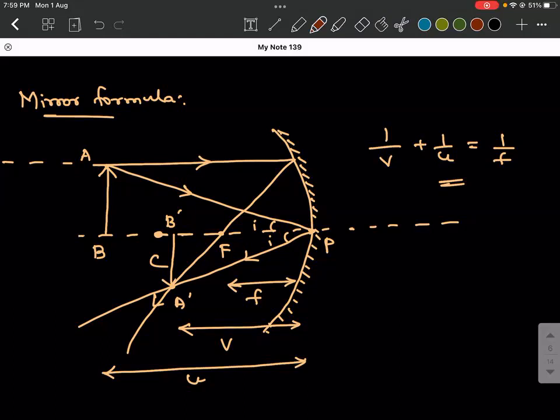So in your 10th grade, you would have applied this formula. You would have applied sign convention, but you would not have known why, how the formula actually comes. So to derive the formula we need to use sign convention. I'll explain tomorrow what will happen if you don't use it.